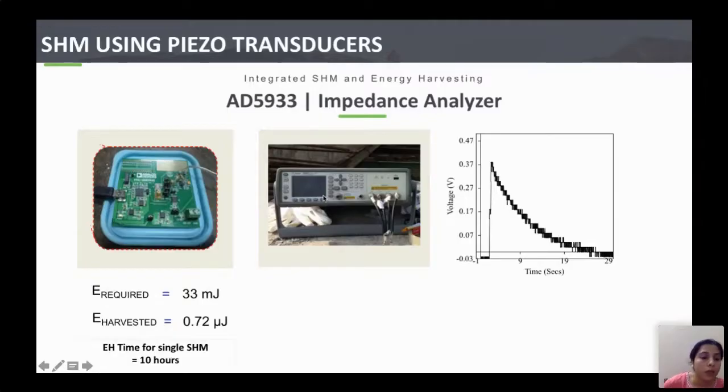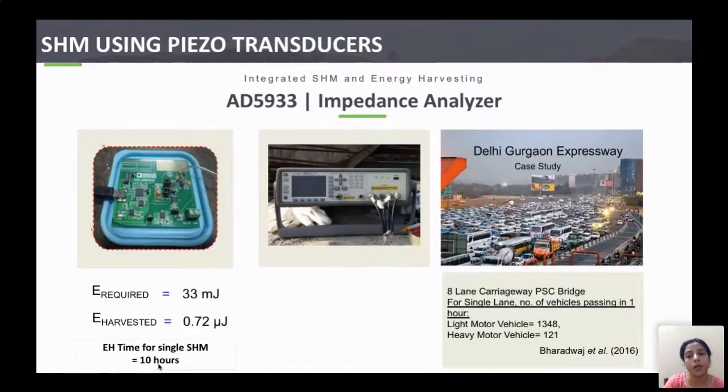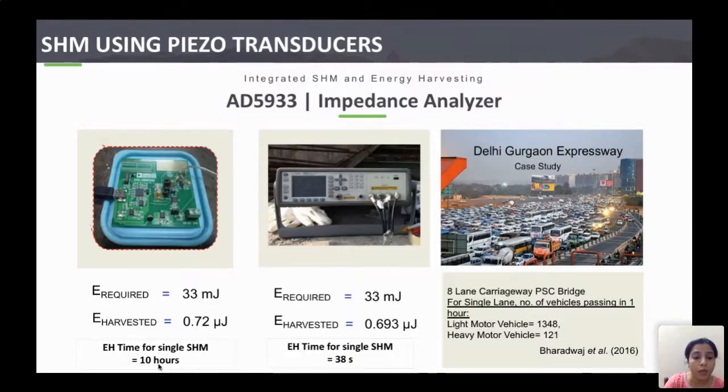So in the experiments which we did in the lab, we saw that for one-time SHM using this circuit, we require 10 hours of charging, right? So energy harvesting time required is 10 hours. However, if we consider a Delhi-Gurgaon expressway on which almost 1,348 vehicles are moving in 1 hour, the energy harvesting time will reduce from 10 hours to just 38 seconds. So if you attach these kinds of piezoelectric harvesting plates on busy traffic road expressways, energy harvesting time will drastically reduce.